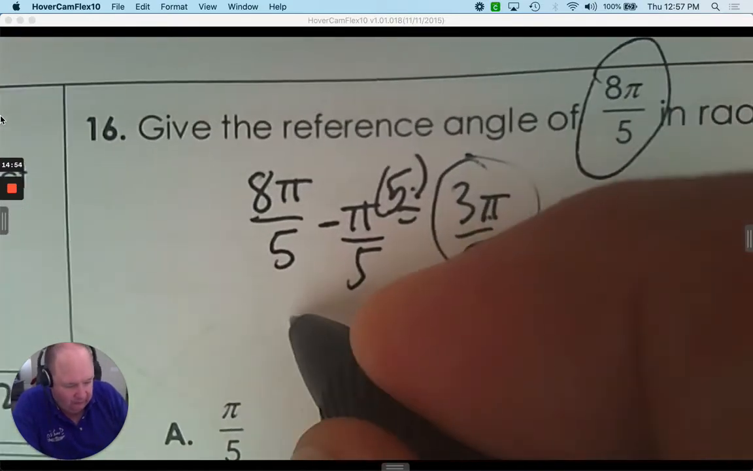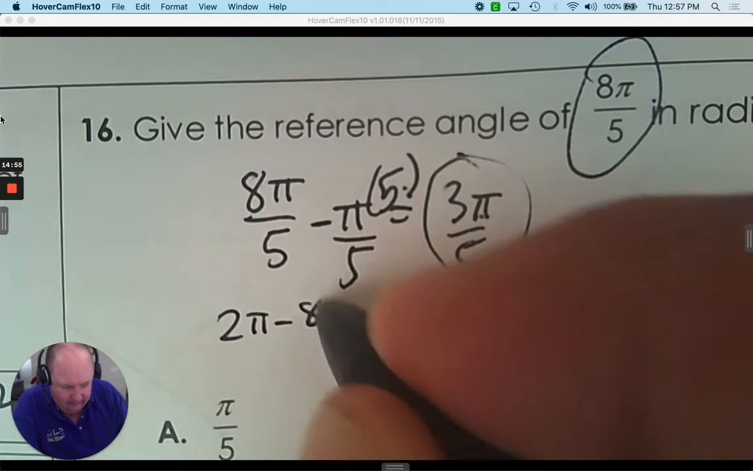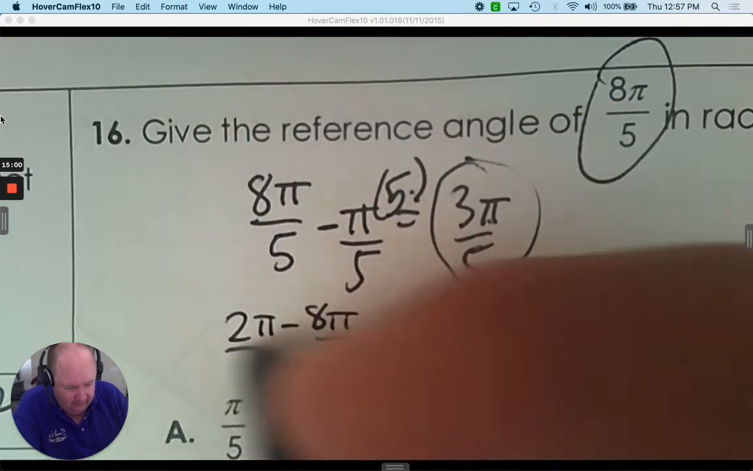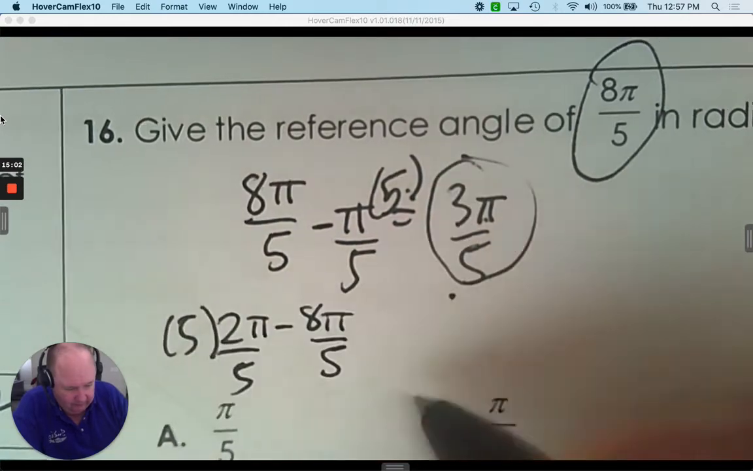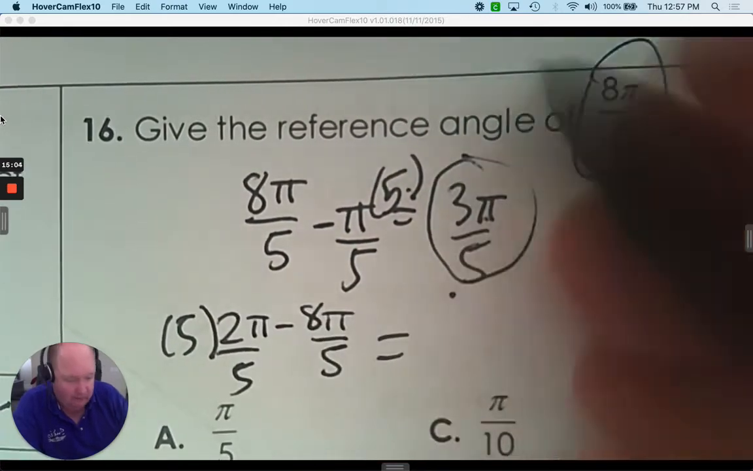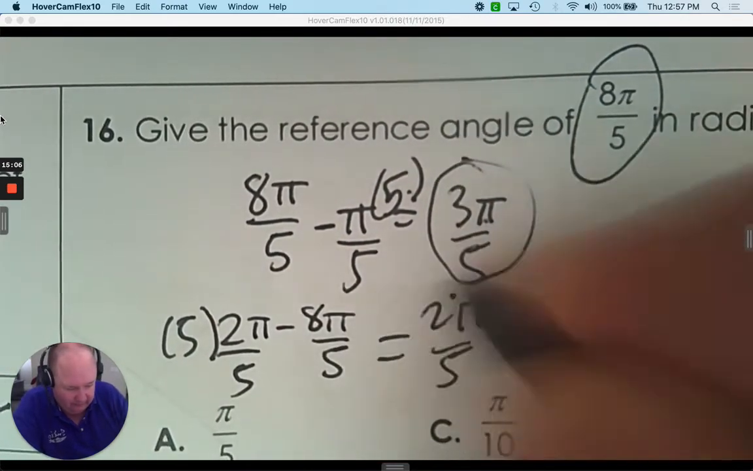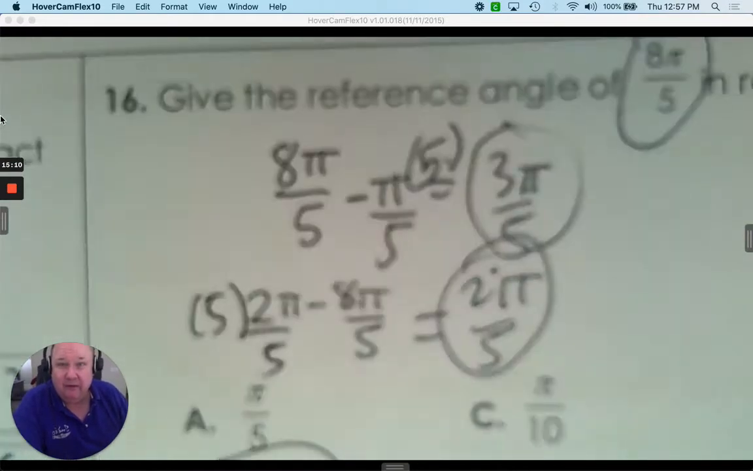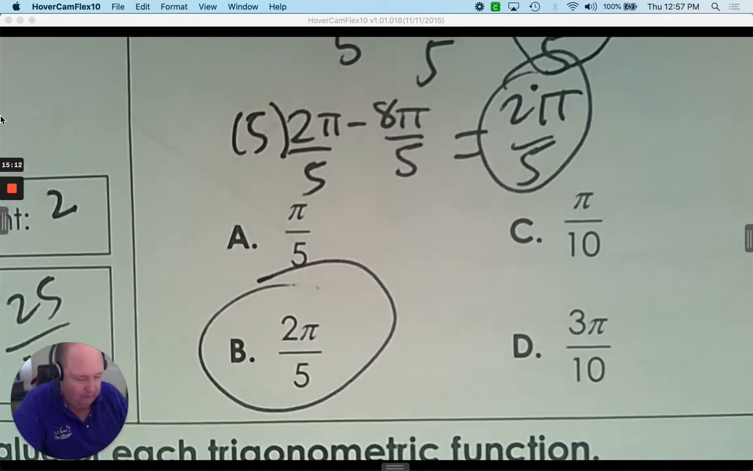So I actually need 2 pi subtract 8 pi over 5 to find the reference angle. That's 360. Common denominators. So that would be 10 take away 8. That's 2 pi over 5. Man, that was a little tricky. So the answer to the reference angle in radians is B.